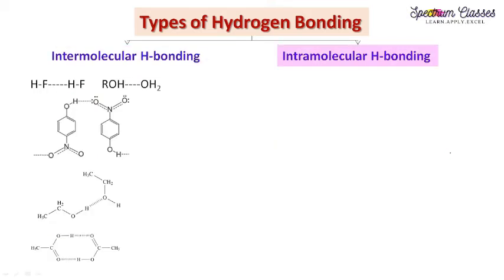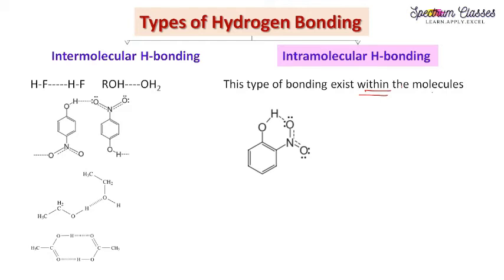The next is intramolecular hydrogen bonding. What is the difference between inter and intra? Intramolecular hydrogen bonding exists within the molecule, whereas intermolecular exists between two molecules or among the molecules. Here it is within the molecule. How are we going to explain this? This is my one molecule, orthonitrophenol.